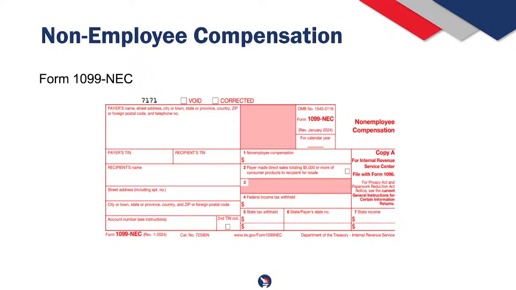It used to be this was reported as non-employee compensation, which is what the NEC obviously stands for. But this is a relatively new form. Up until a couple years ago, non-employee compensation was, and it actually still is, Box 7 on a 1099-MISC. And it's not wrong to have a 1099-MISC with a number in Box 7 as non-employee compensation. It's not a wrong answer.